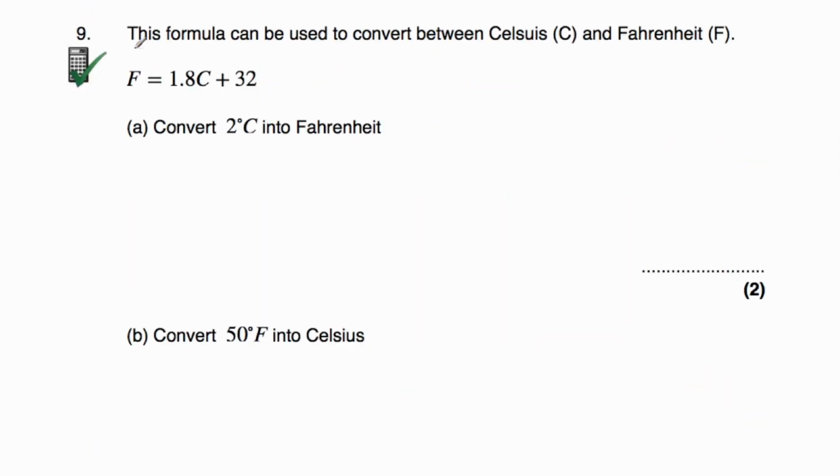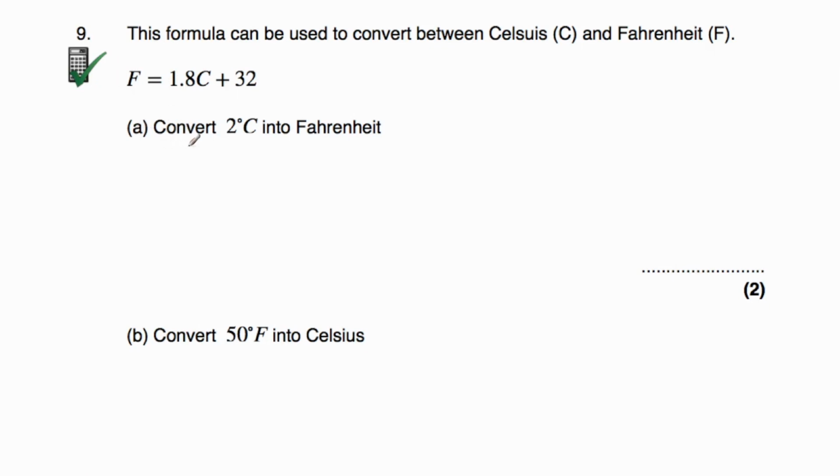Okay, question number 9. So question number 9 says this formula can be used to convert between Celsius and Fahrenheit. So if we want to change between degrees Celsius and degrees Fahrenheit, we use this formula, which is F is equal to 1.8 times C plus 32. So in other words, if we have the temperature in Celsius, we can times it by 1.8 and add 32, and that'll give us our temperature in Fahrenheit.